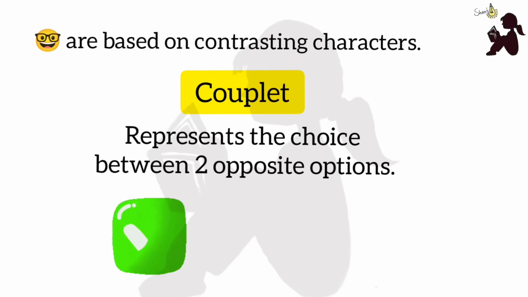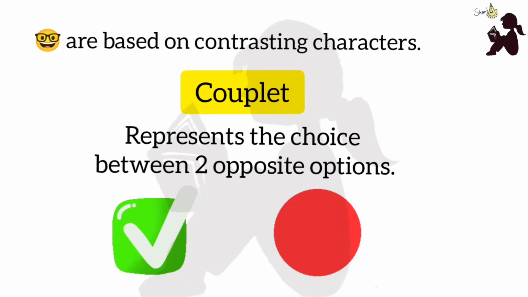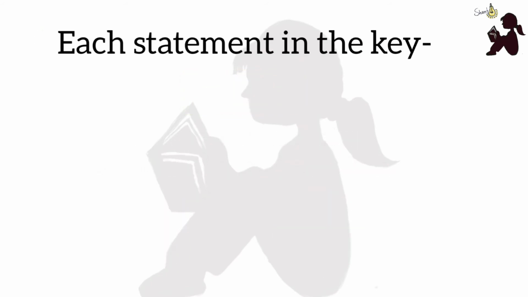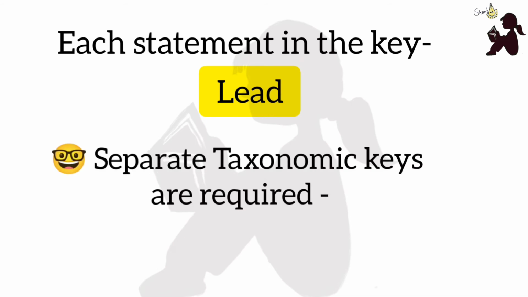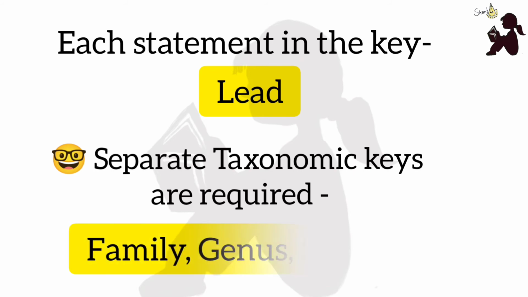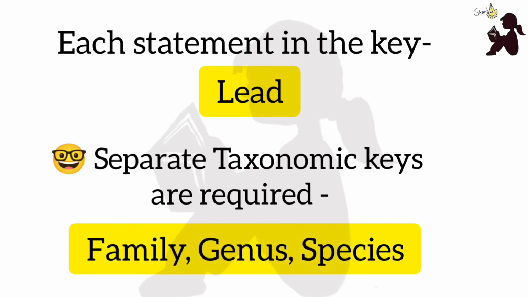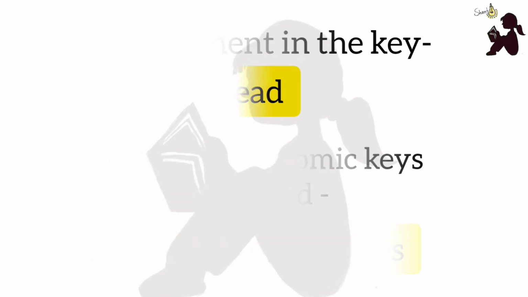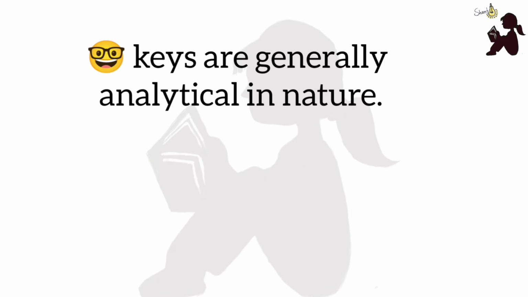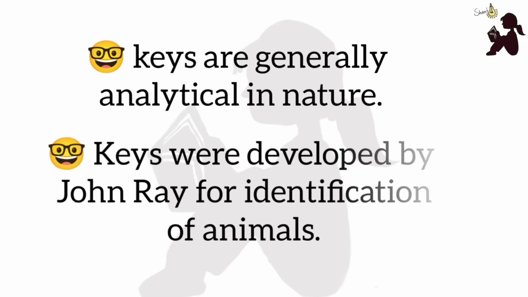The result is acceptance of only one and rejection of the other. Each statement in the key is called a lead. Separate taxonomic keys are required for each taxonomic category such as family, genus and species for identification purposes. Keys are generally analytical in nature. Keys were developed by John Ray for identification of animals.